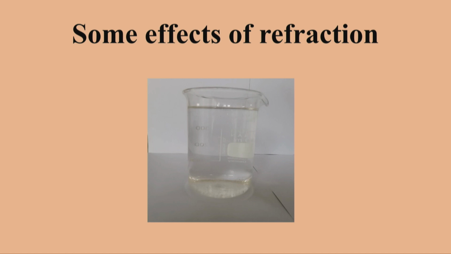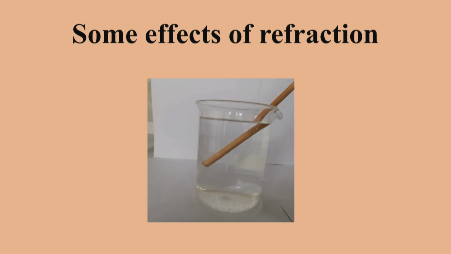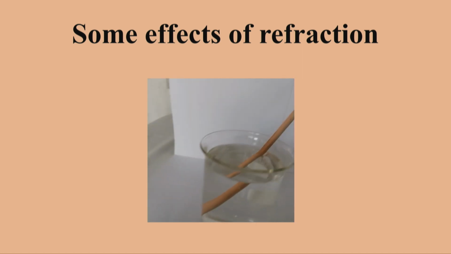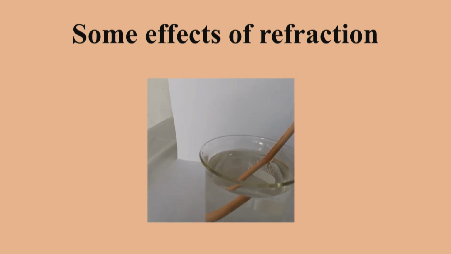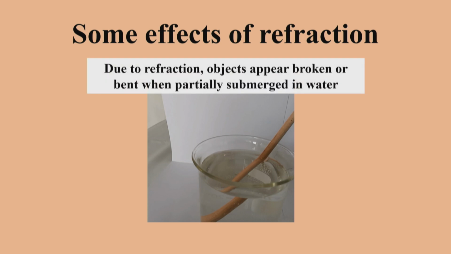Here is another experiment that can show some effects of refraction. So if we place a straight wooden rod in a beaker of water, you can see that the wooden rod appears broken. And looking from the top, you can see that the wooden rod appears bent. So due to refraction, objects appear broken or bent when partially submerged in water.